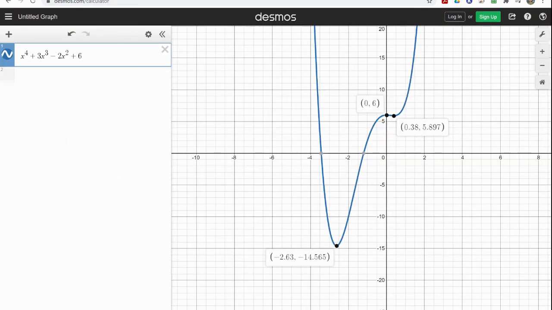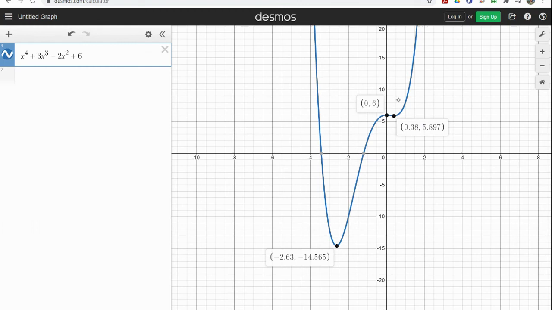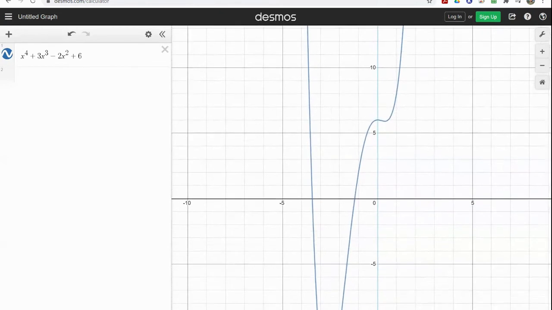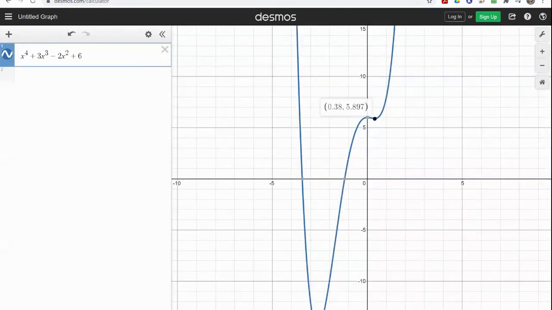Then it starts increasing from the same spot that we stopped, from left to right. It starts increasing up to when x is 0. Negative 2.63 to 0. All right, then we have another change in the graph. And if we did spread this out, you can see it dip down a little easier, but I have the points, so we can look at them still.